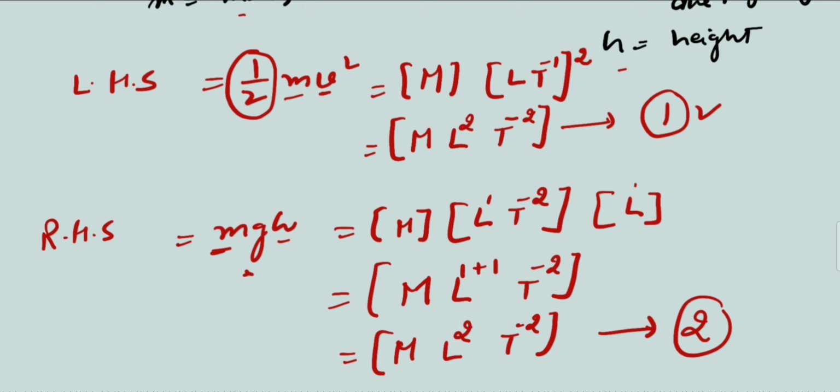If we compare these two, left hand side and right hand side, we'll see that the dimensional formula for the left hand side is M L square T raised to power minus 2, and the dimensional formula for the right hand side is also M L square T raised to power minus 2. So we can say the dimensional formulas for the left hand side and right hand side are the same. So the given relation is correct.